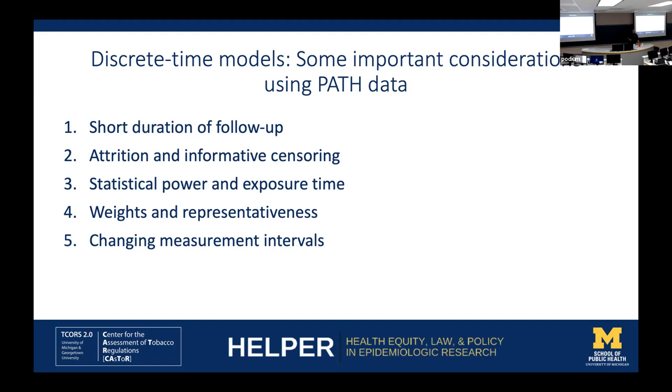A statistical power and exposure time, our outcomes, our exposures, a lot of variables don't have that many people in them. And we've got some criticism on our ENDS use variables because there's not a lot of ENDS users, especially in the older adult population. Most of those ENDS users are either current or former cigarette smokers, almost all of them. So to try to look at the independent effect of ENDS use, there's not enough people to look at ENDS users who never smoked, right? In the PATH data, there's very few of those people, especially in the older population. So it's hard to model that. We don't have a ton of power.